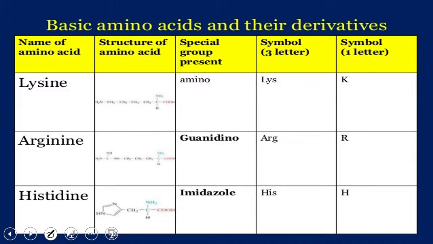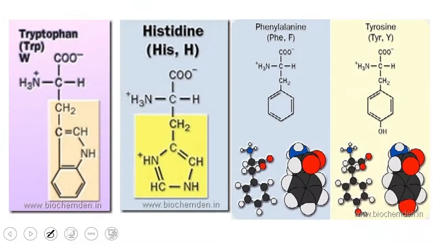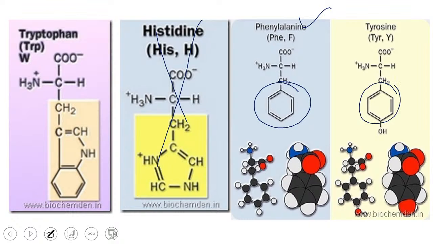So we have 3 basic amino acids: lysine, arginine, histidine. Basic means one extra amino group, so that's why it is basic. Then we have amino acids which contain an aromatic chain. Aromatic chain means a benzene ring, not histidine; histidine is from the previous slides. So we have 3 amino acids which contain a benzene ring, this 6-member ring. They are phenylalanine, tyrosine and tryptophan. These 3 contain a benzene ring, so these are aromatic amino acids.